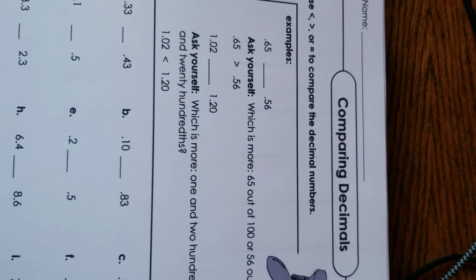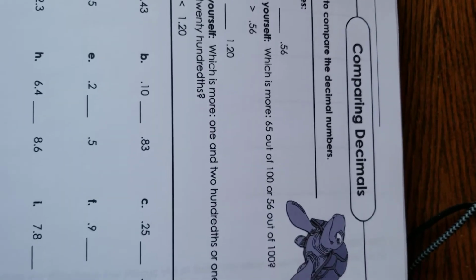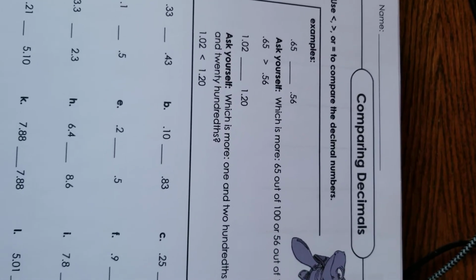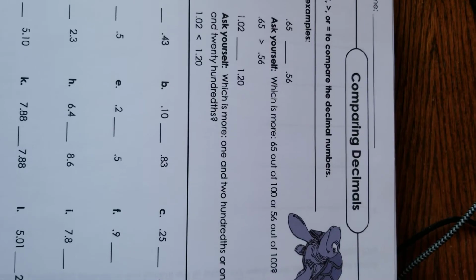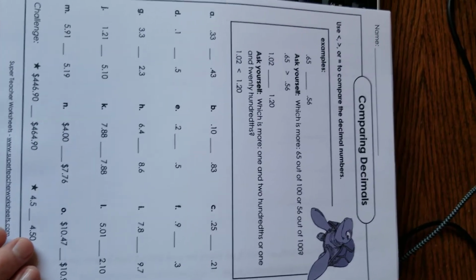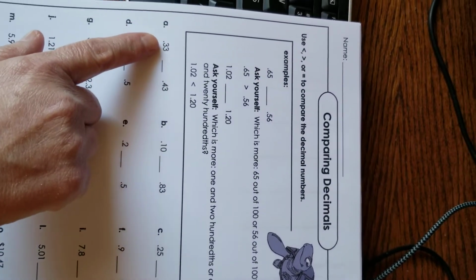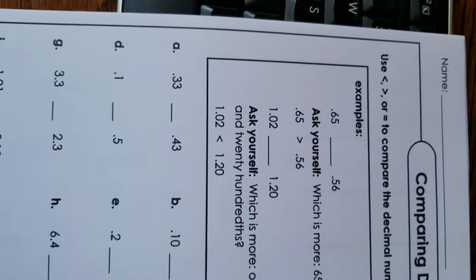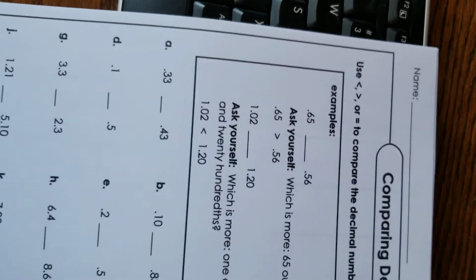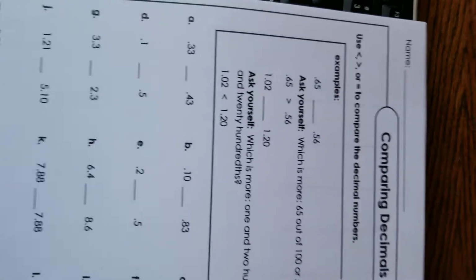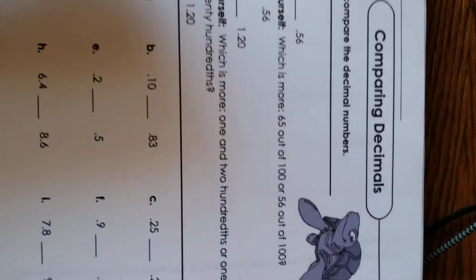1 and 2 hundredths or 1 and 20 hundredths. Ask yourself, which is more, 1 and 2 hundredths or 1 and 20 hundredths? Is $1.02 more, or is it $1.20 more? Remember, the alligator eats the bigger number, so that mouth opens to the greater number. Okay, let's look at A. 33 hundredths and 43 hundredths. Which one is greater? Let's look at the place values. We have a 3 and a 4. Which is the bigger number? The 4. So the alligator would obviously eat the bigger number, which is the 4. So we would put a greater than symbol.